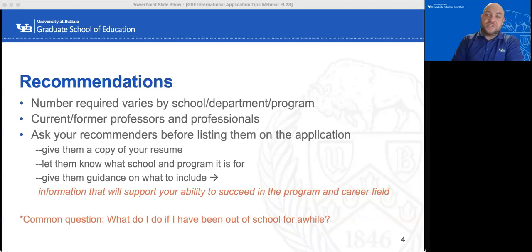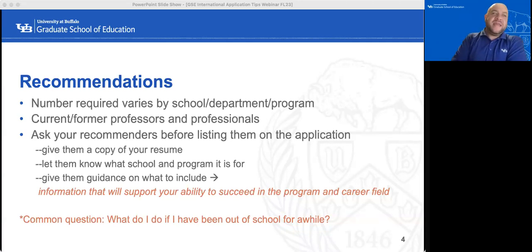And for some individuals, getting three letter writers can be difficult. But if you think about all the experiences you've had in the classroom, in your community, you may be surprised who could write those letters on your behalf as part of your graduate school application.